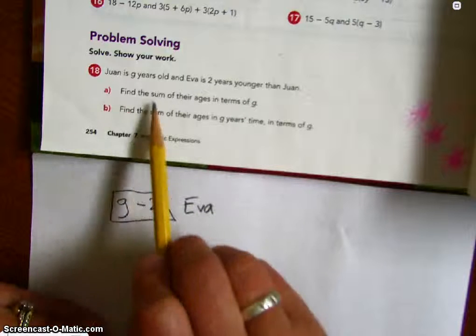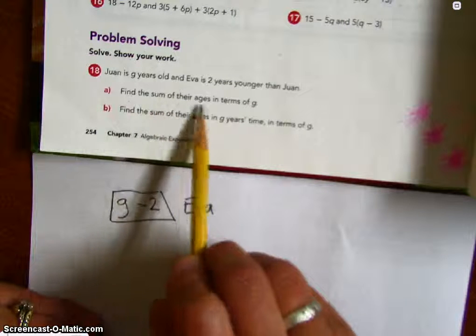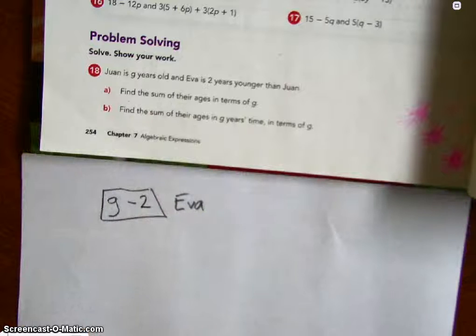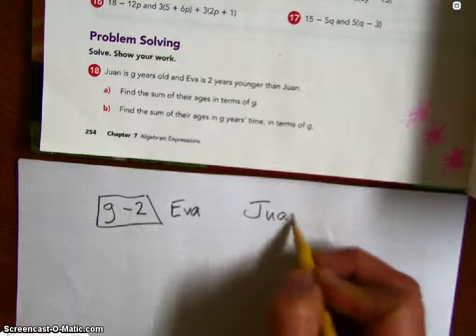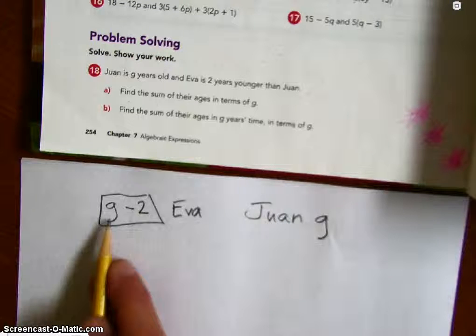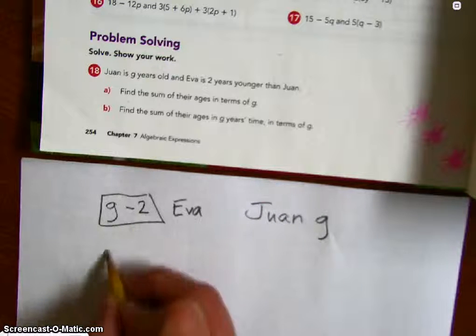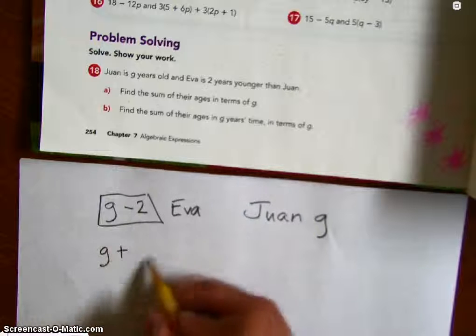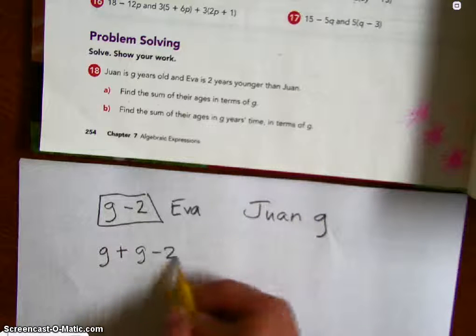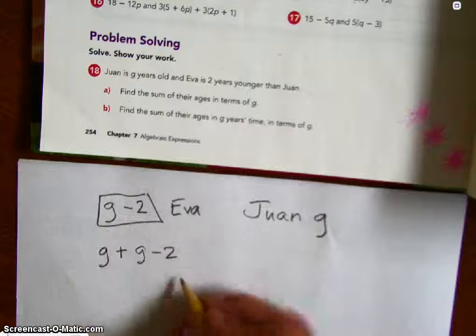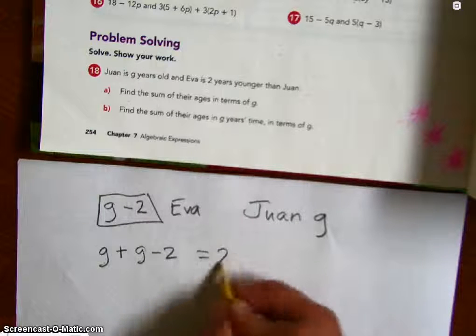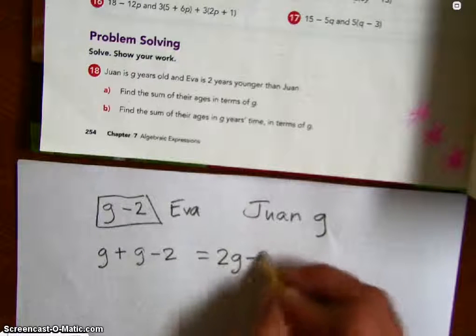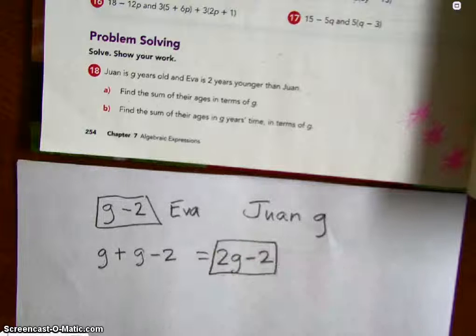Now it says find the sum of both of their ages in terms of G. So if Juan's age is G and Eva's is G take away 2, we're just going to add those together to find the sum. G for Juan's, G take away 2 for Eva's would be 2 G's take away 2. That would be their age.